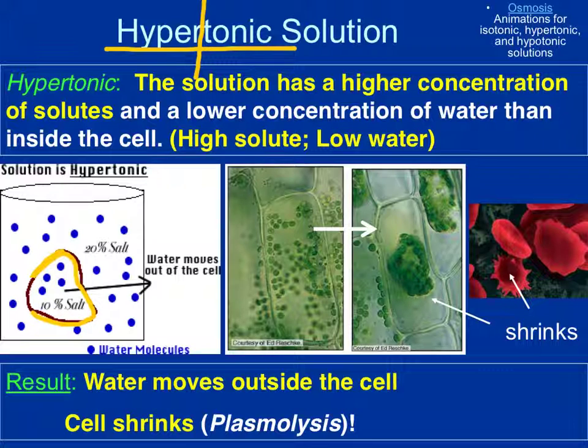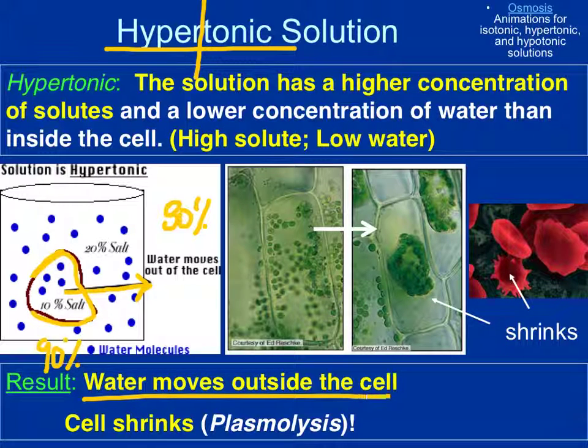So if we look at this example, here's our cell again, and in that cell is 10% salt. So what are we thinking? 90% water. And the solution is actually 20% salt, so we're thinking 80% water. So where's water going to move? Water molecules will move from where there's more of them to where there's less of them. And the net result is water moving outside of the cell. So in hypertonic solutions, water will leave the cell.